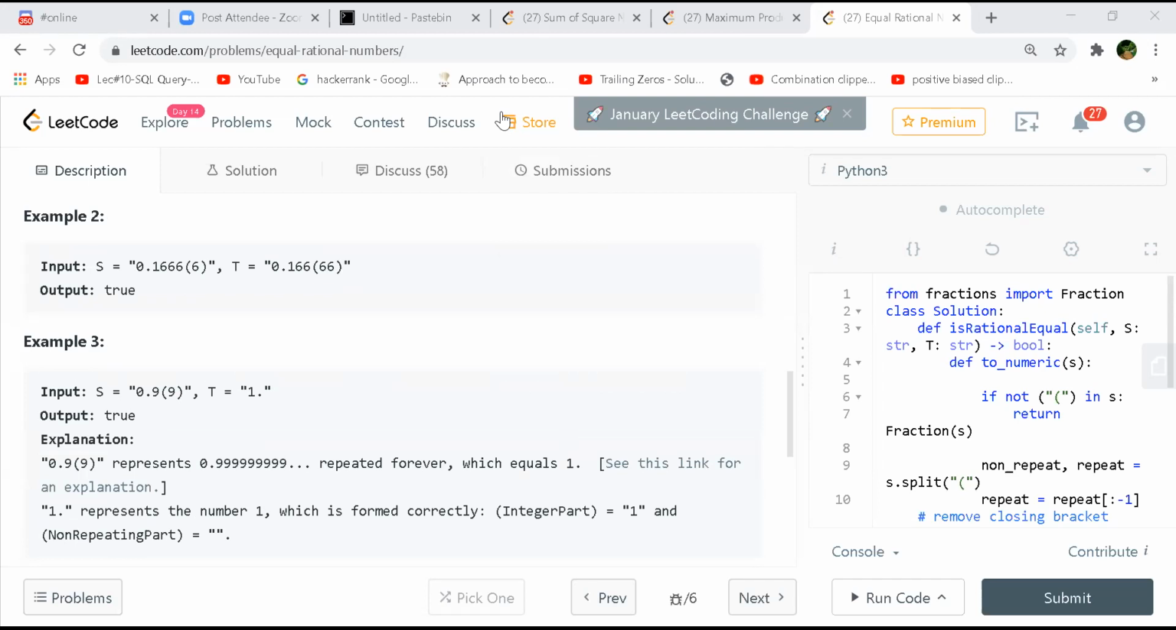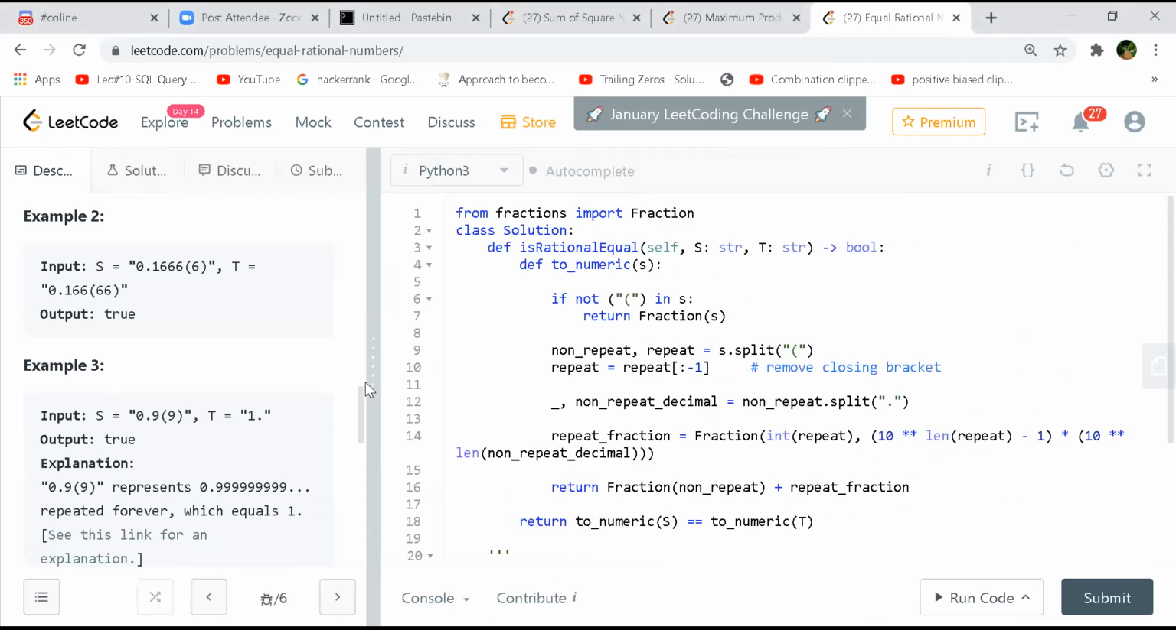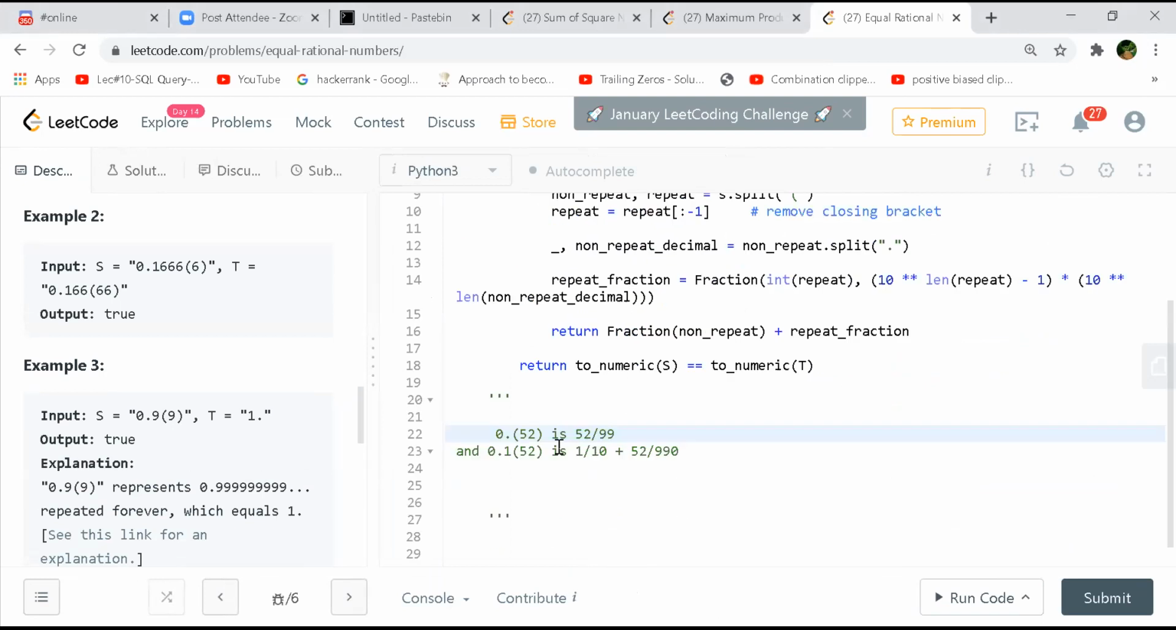So what is the approach that you used, some of the steps? I think it was like this. Let's say this is your decimal number. After pre-processing, you obtain this, and you pass this into your API. But if the number is like 0.1 followed by repeating 52, then we are adding this: 1 by 10 plus 52 by 990, right?